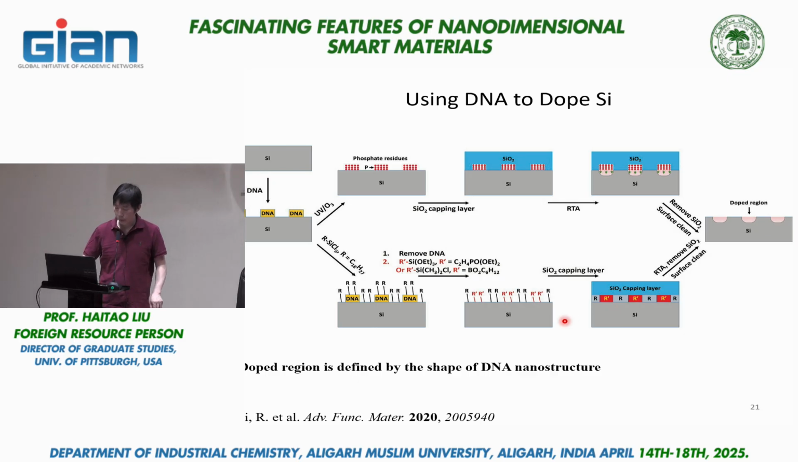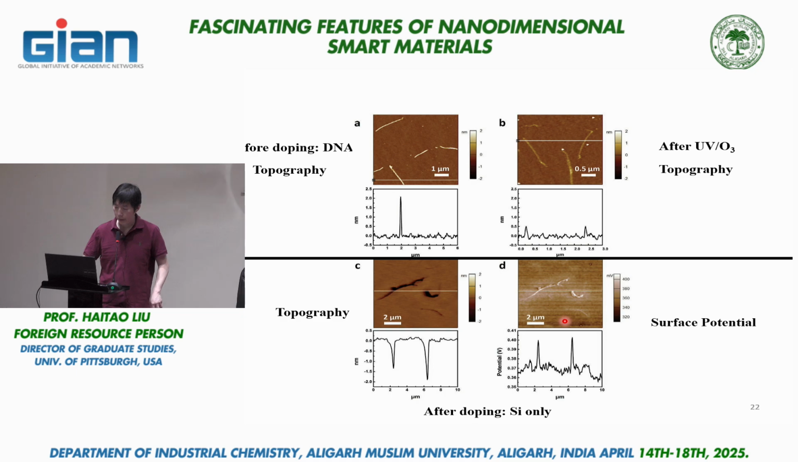Okay, so with that in mind, I want to show you some actual data. Here we used a wire-shaped DNA nanostructure. It's easier for us to demonstrate the case. This is after the DNA nanowires are deposited on the surface, and then we expose it to UV ozone, and what you see is the height of the structure becomes much less, because you're oxidizing the organic portion of the DNA.